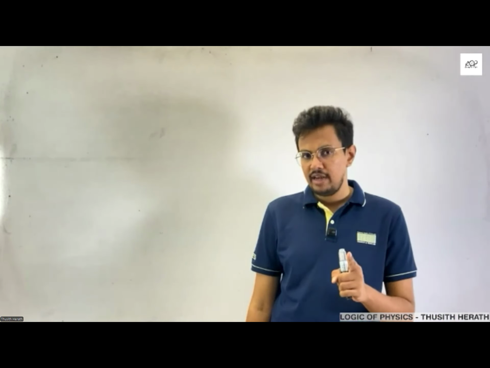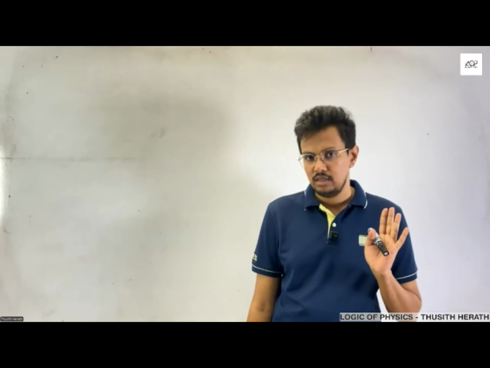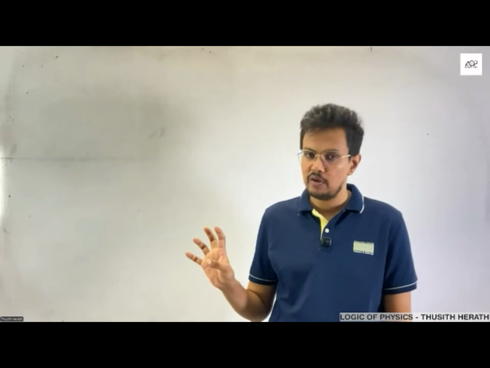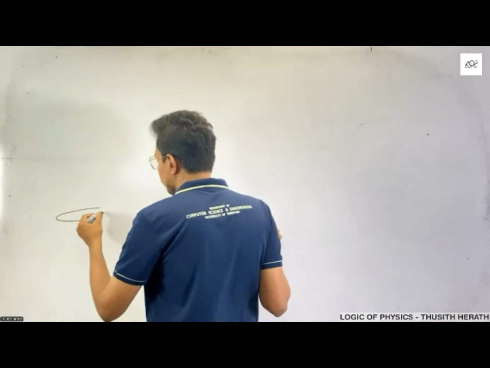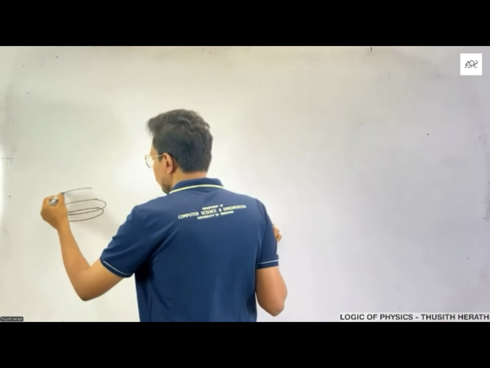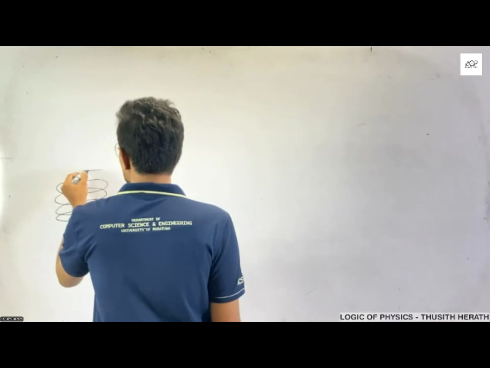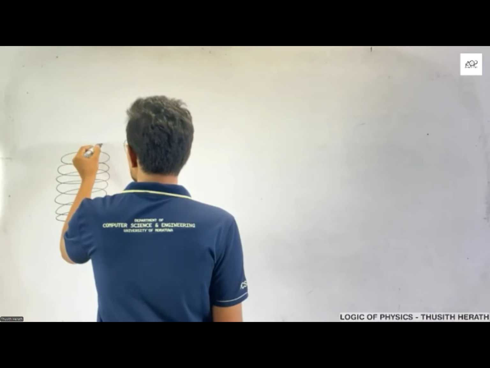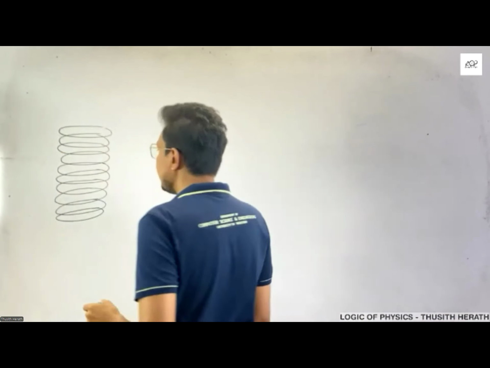So what's the constraint here? The length should be greater than or equal to 10 centimeters. At least the length measured from the meter ruler should be 10 centimeters. So what I can do is keep those identical coins one on top of the other until I get the total height greater than 10 centimeters.